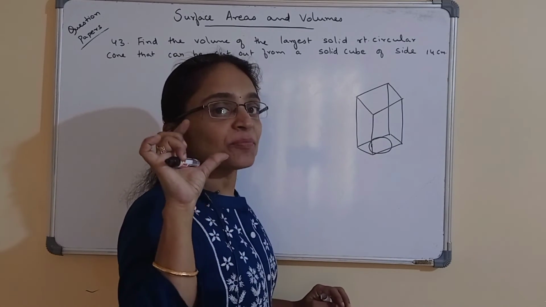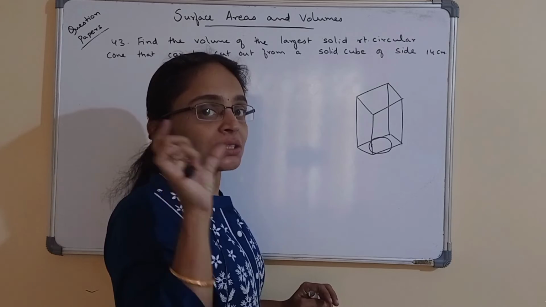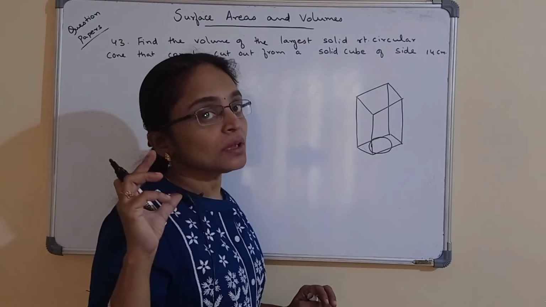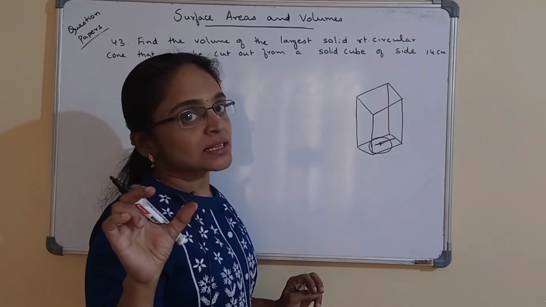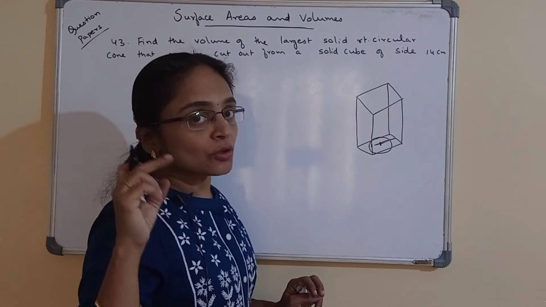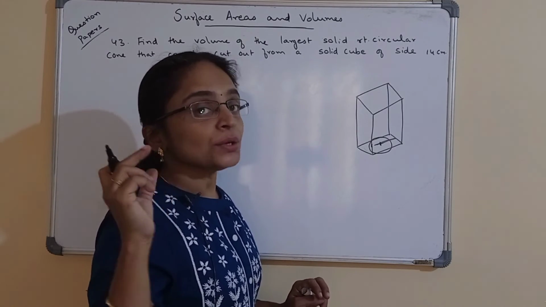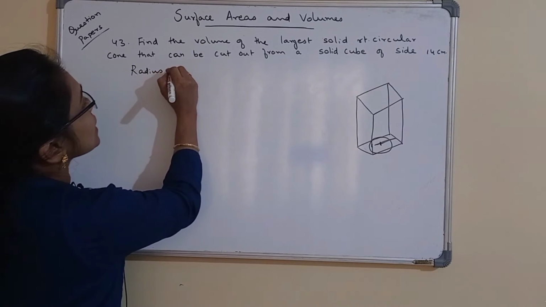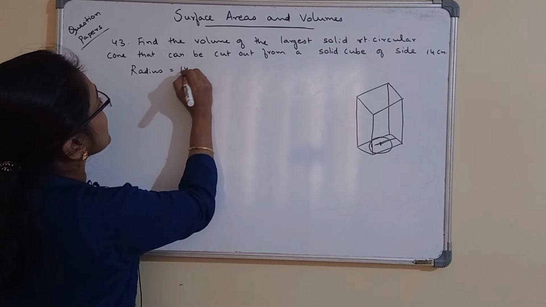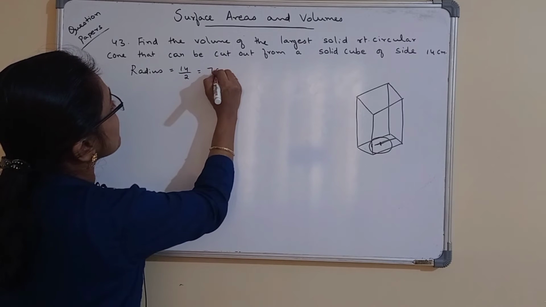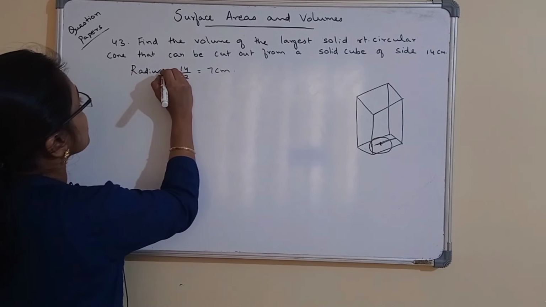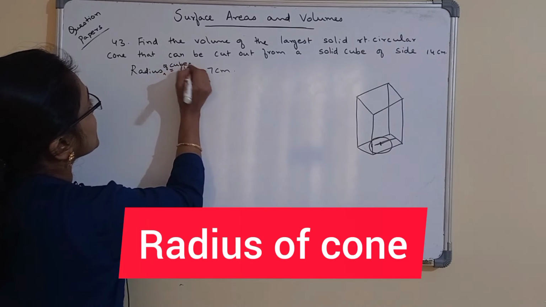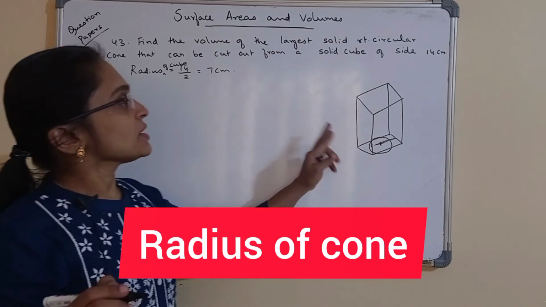So the largest cone will have a base that is touching all the sides of the cube, which means the radius will be equal to the length of the edge of the cube by 2. So radius is equal to 14 by 2, which is equal to 7 centimeter. We can write this as radius equal to 14 by 2 equal to 7 centimeter.